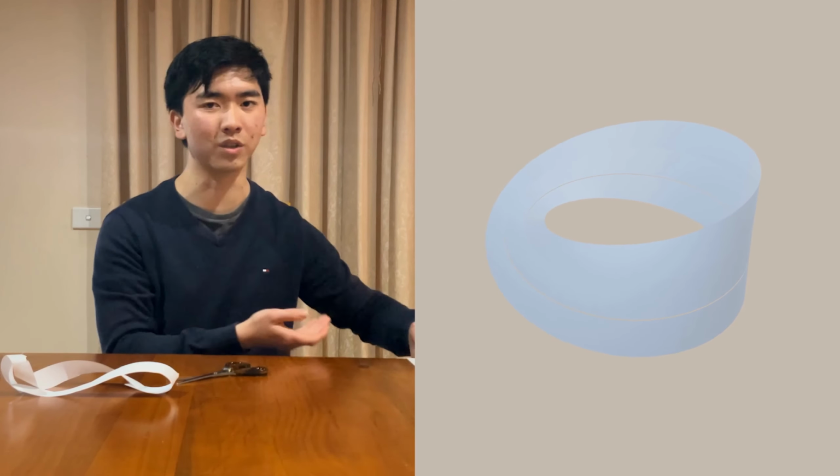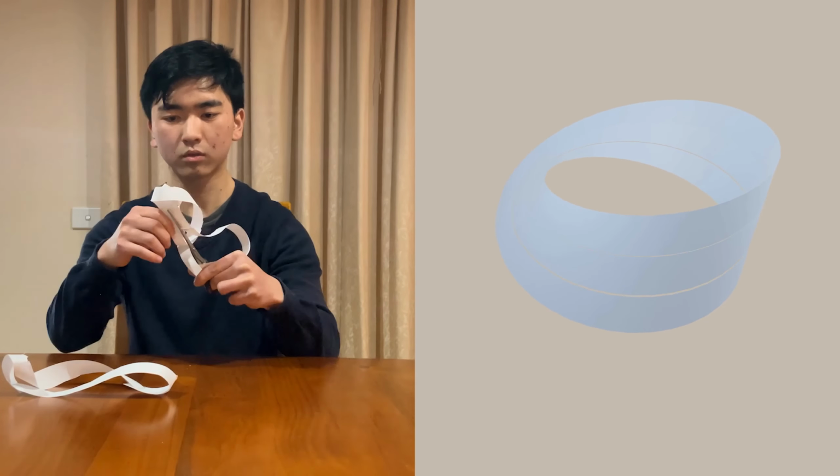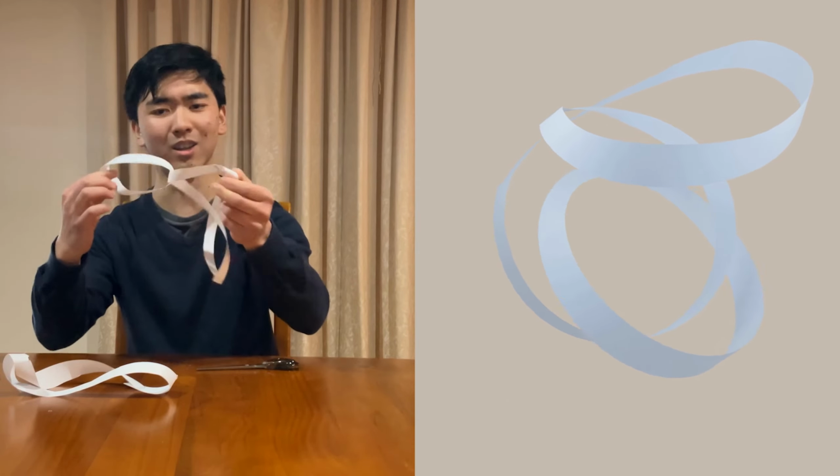How's that possible? Now, what if we cut 1/3 of the way down instead? What the hell? Is this magic? Is this a camera trick?